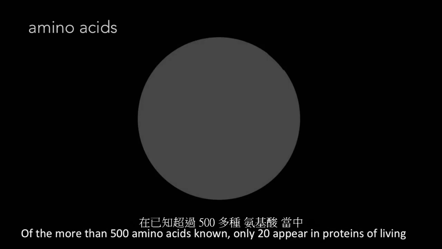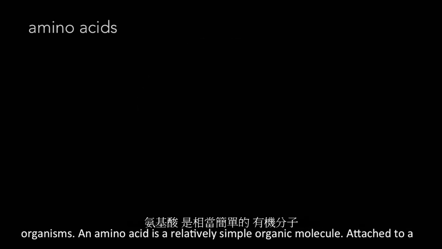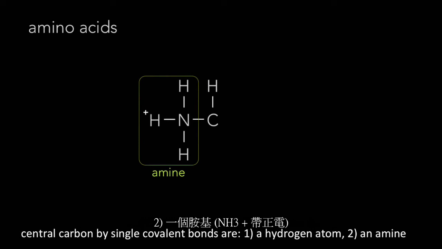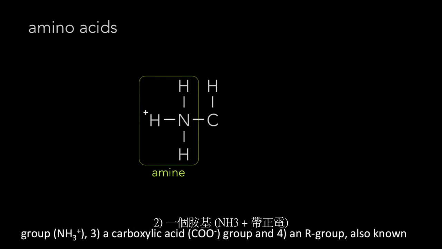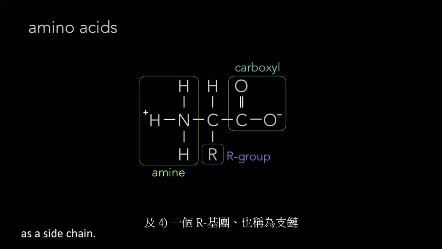Of the more than 500 amino acids known, only 20 appear in proteins of living organisms. An amino acid is a relatively simple organic molecule. Attached to a central carbon by single covalent bonds are 1. A hydrogen atom, 2. An amine group, NH3+, 3. A carboxylic acid group, COO-, and 4. An R group, also known as a side chain.